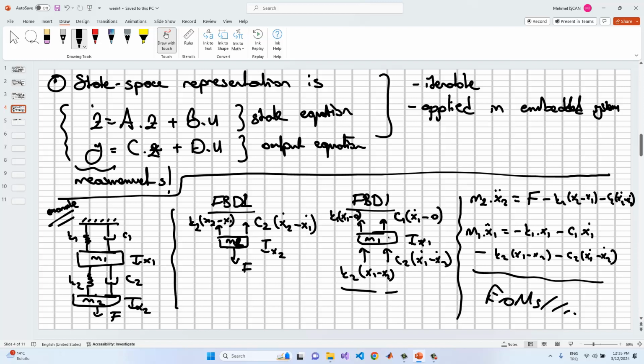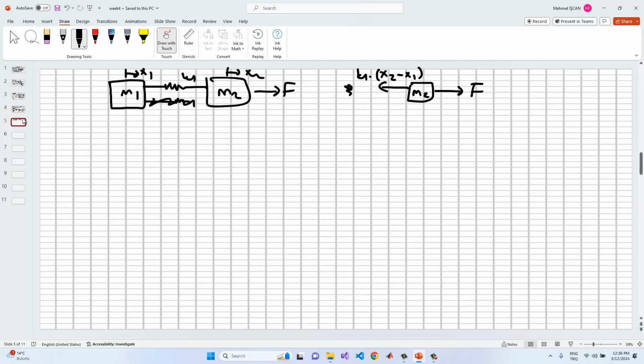Okay. So these are the equations of motion, and then after that we can write these equations of motion based on this information.